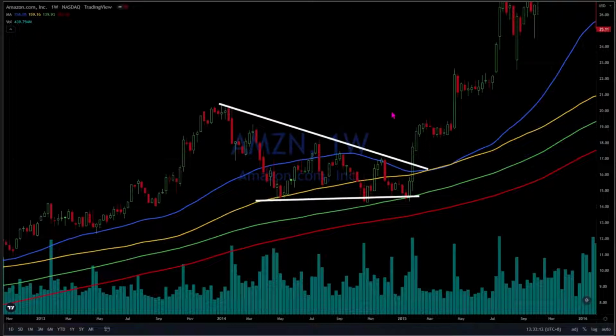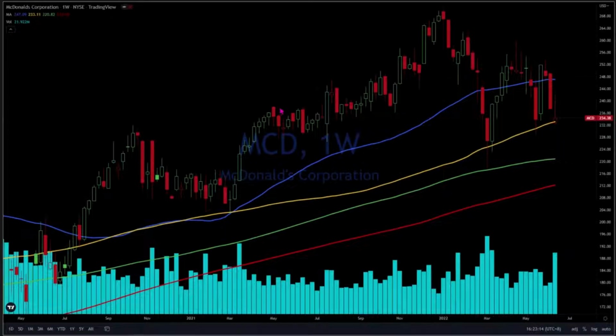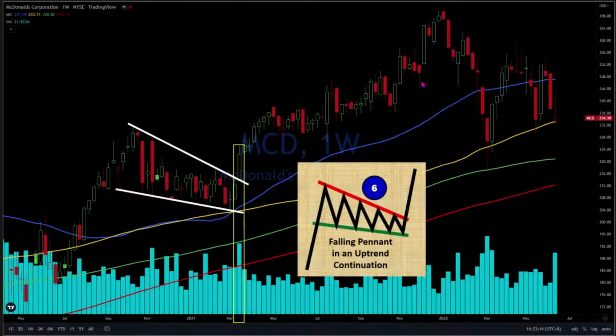So again, this is a falling pennant in an uptrend. Of course, you can see some small patterns formed at the later stage right here. Then bull flag, bull flag, bull flag. Okay, again, this was shown earlier, McDonald's, but it's okay. This is about the volume that I would like to show you. Confirmation of volume, then it starts to rally after that. Again, falling pennant in an uptrend continuation.